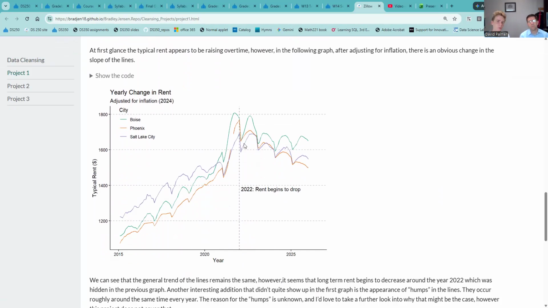And I've noted it on the graph too, right around 2022, the rent actually started decreasing again. And I don't know quite yet what caused that, but I would love to continue some further research trying to figure out, what do these humps mean and why did the rent go down?